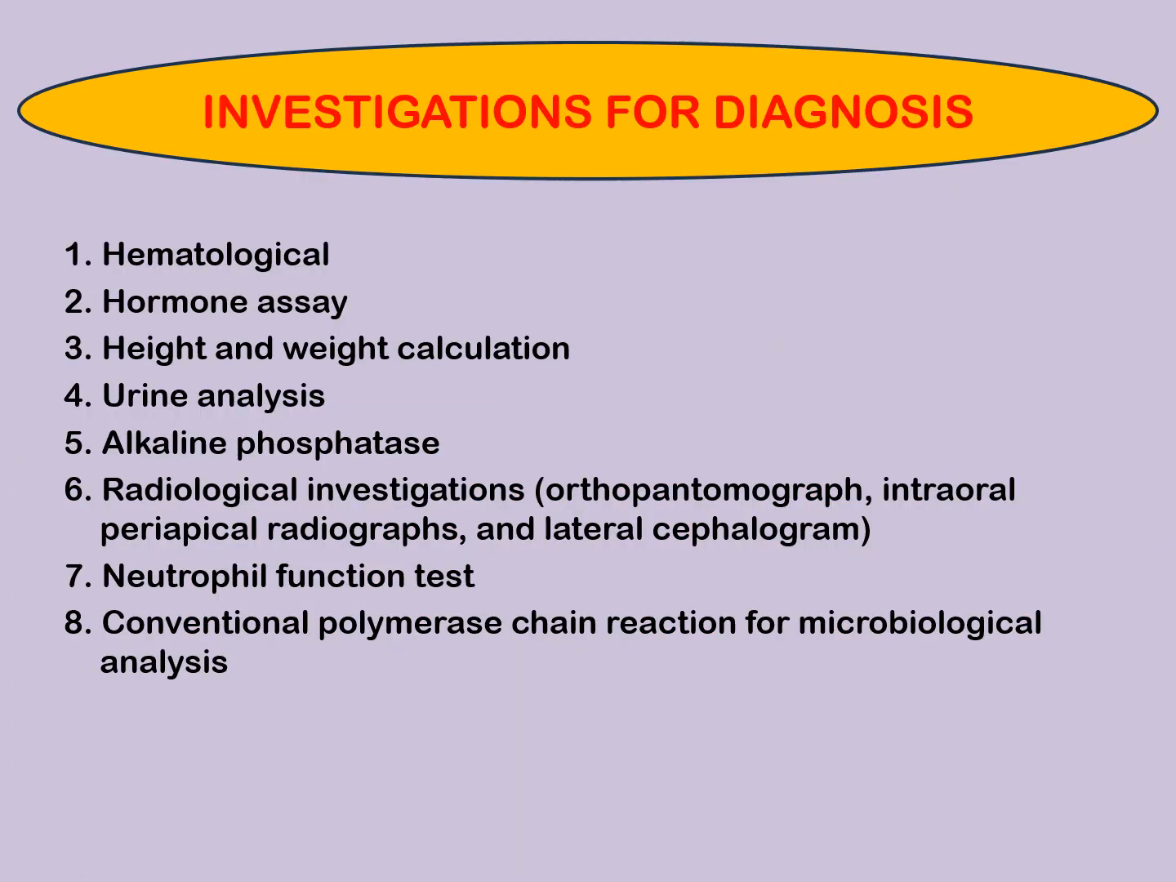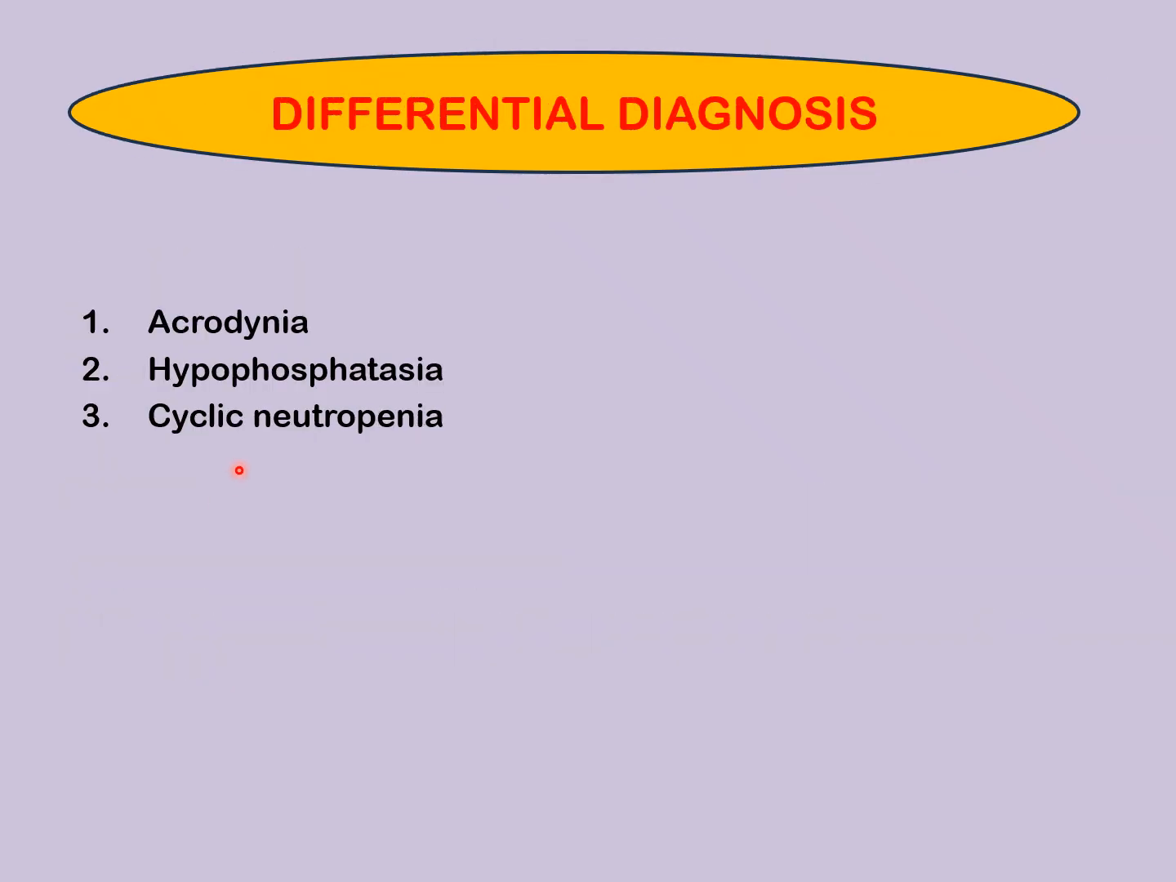The investigations required for diagnosis include hematological investigations, height and weight gain calculation, urine analysis, alkaline phosphatase, radiological investigations which include orthopantomogram, intraoral periapical radiographs and lateral cephalogram, neutrophil functional tests, and conventional polymerase chain reaction for microbiological analysis. The differential diagnosis includes acrodynia, hypophosphatasia, and cyclic neutropenia.